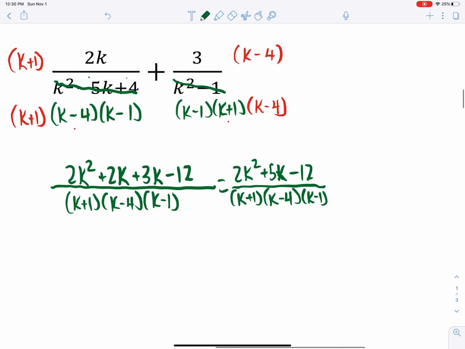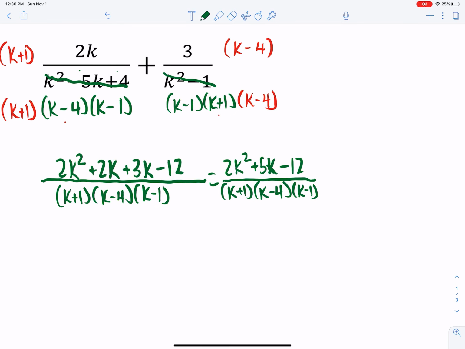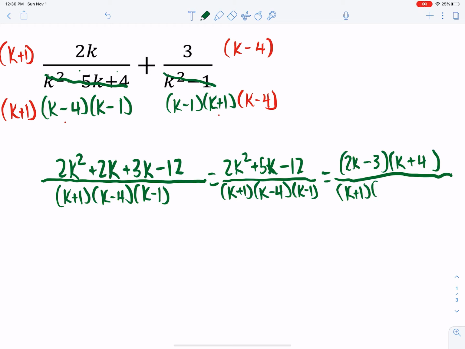It looks like if you factor that one, you're going to have one group with a 2k, another group with a k, and then let's see, you would have a minus 3 here and a plus 4 there. Yep, that works. And on the bottom part, you have k plus 1 times k minus 4 times k minus 1.